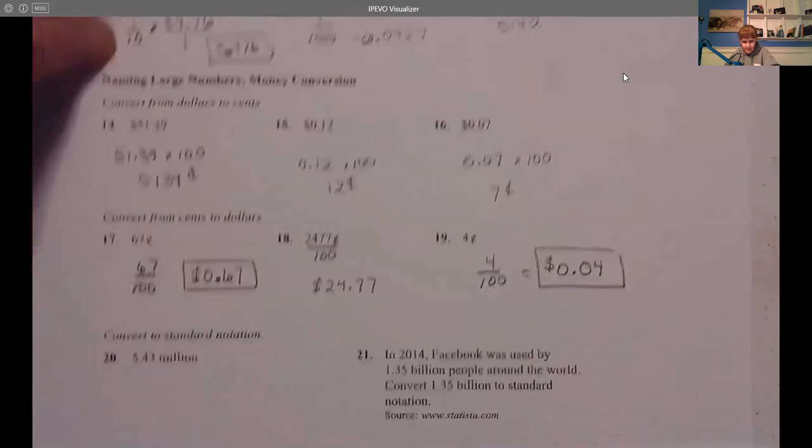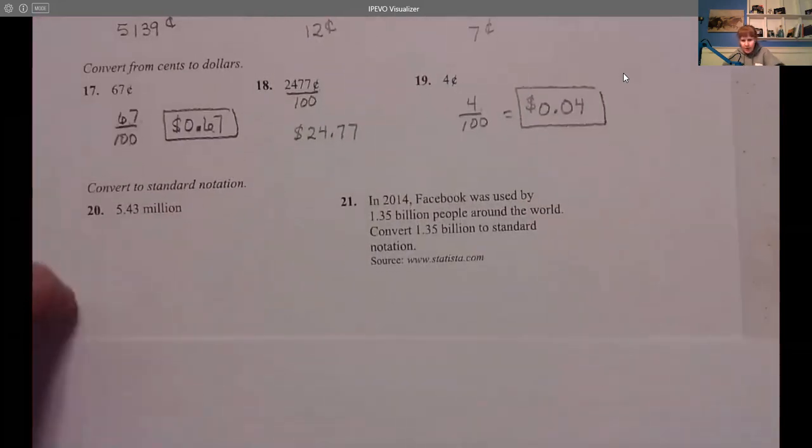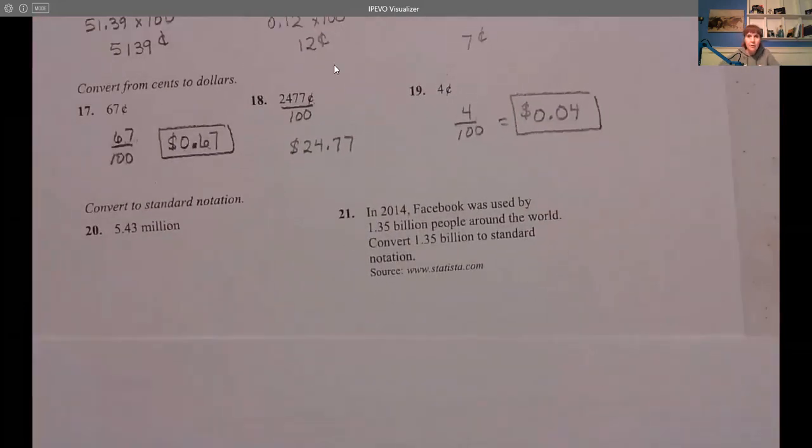Next. All right, so here they want you to be able to convert to standard notation.